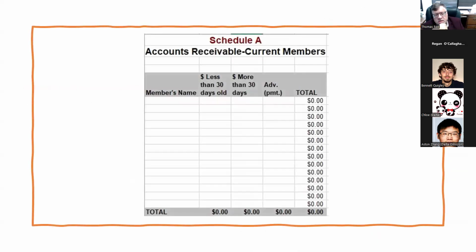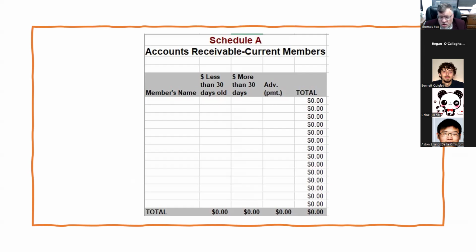The second most important thing to make sure you have is your AR sheet, your accounts receivable. This should be reviewed at all executive and chapter meetings. Every member, every amount they owe, every amount that's late, and how long it's late. Again, cash is king. You need your brothers to be paying in a timely manner.